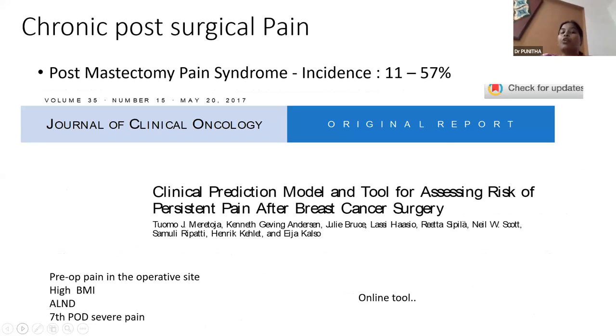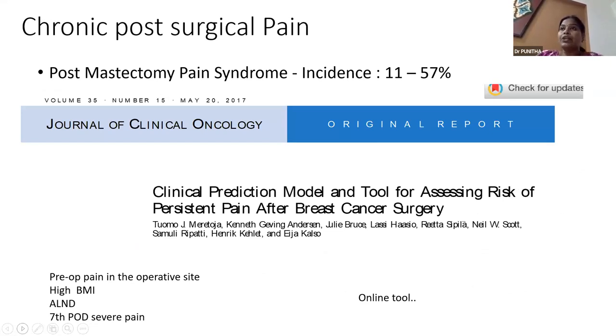So coming to chronic post-surgical pain, of which post-mastectomy pain syndrome is one of the commonest causes, the incidence can vary anywhere between 10 to 50%. In 2017, Meretoja et al. found a clinical prediction model and developed a tool for assessing the risk of persistent pain after breast cancer surgery using factors such as pre-op pain at the operative site, higher BMI, axillary lymph node dissection, and the pain score on the 7th postoperative day.